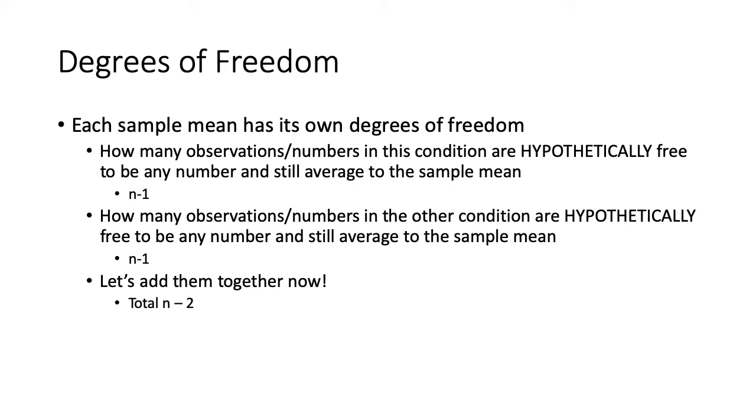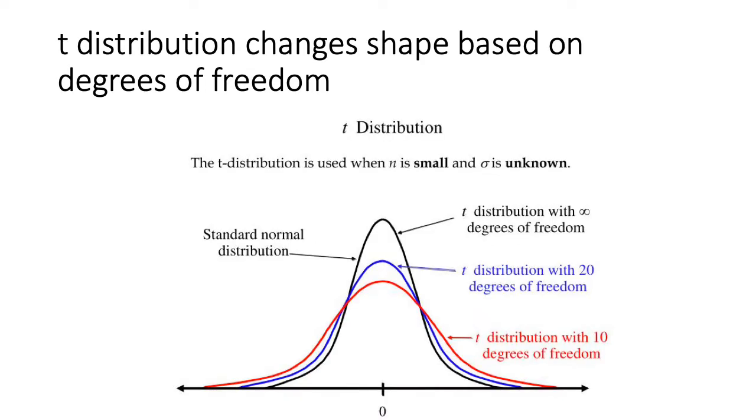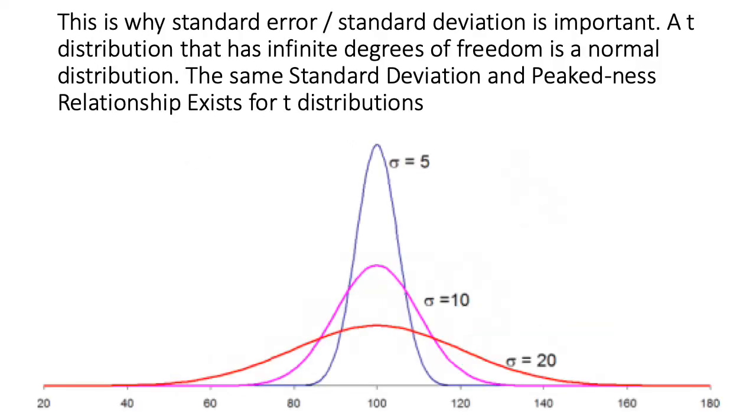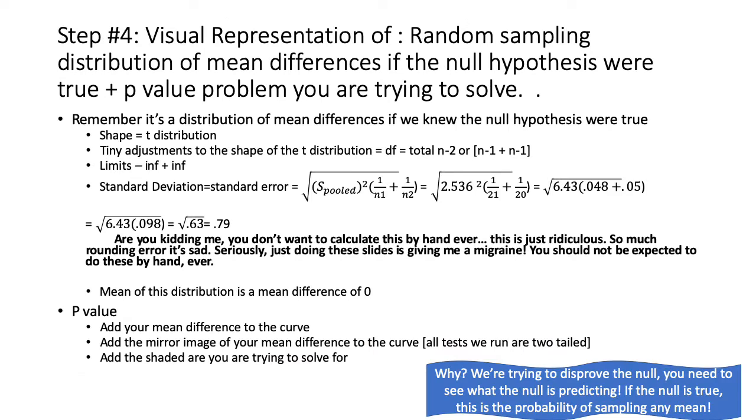How many of them are free to vary? Well, it's n minus 1 in group 1, n minus 2 in group 2. We can look, our degrees of freedom change our t-distribution. We can see that. So does the standard error of the distribution. That changes it as well.